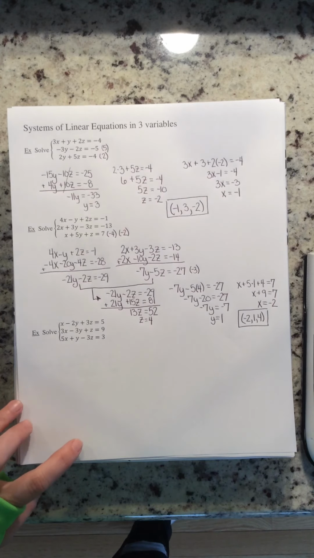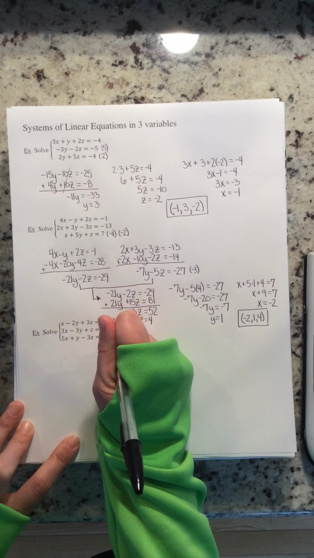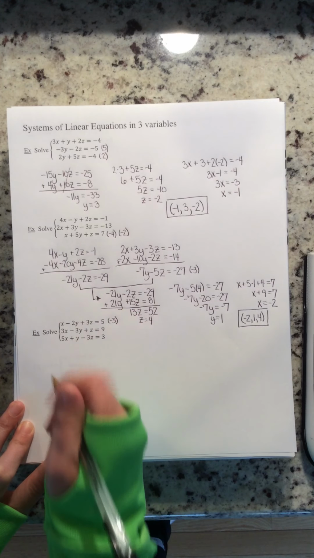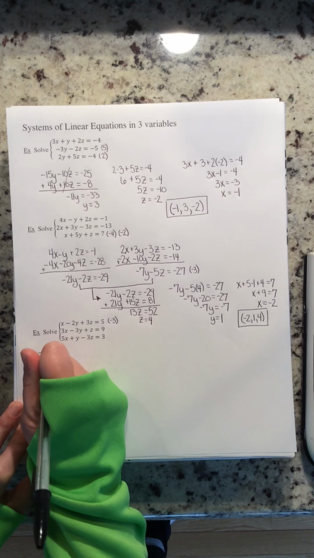As we discussed, I would have started by multiplying the top by a negative 3 to get negative 3x plus 6y minus 9z is equal to negative 15. I would have then left the middle equation alone.